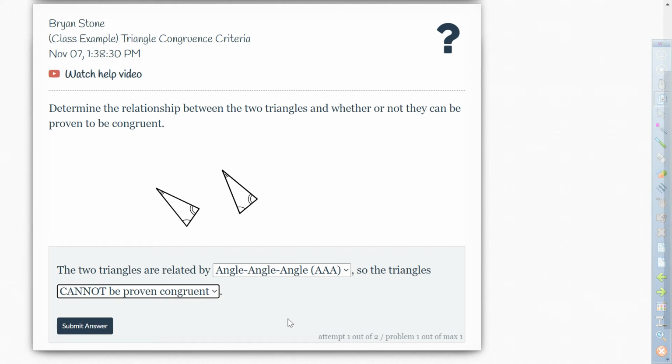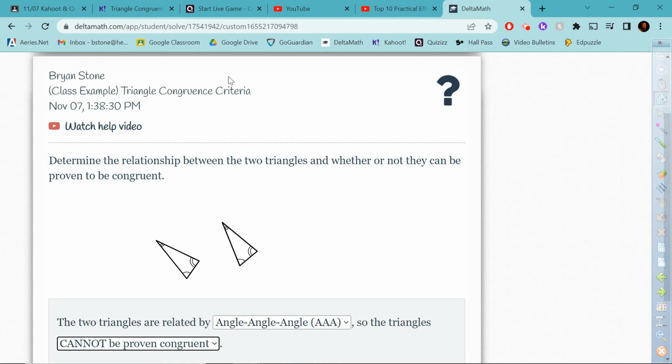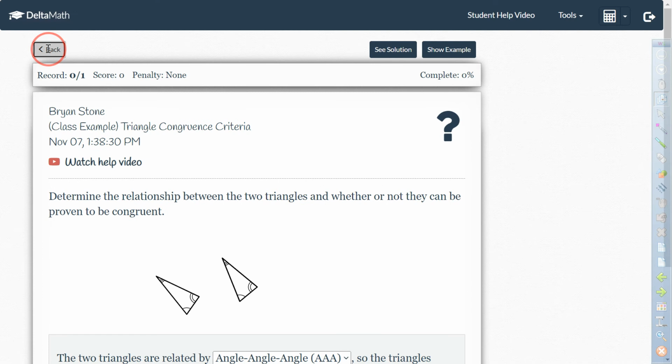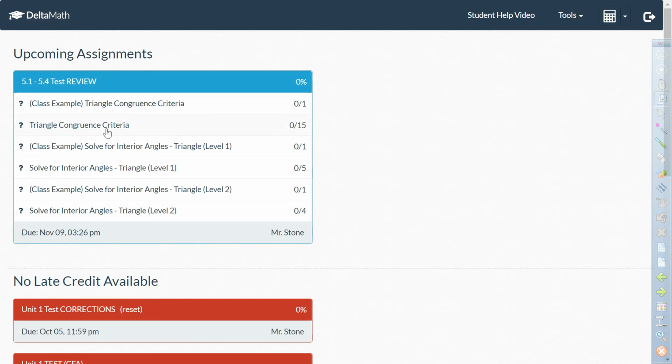I started out with a cannot be proven because I think those are the weird ones, the ones to look out for. The ones that are using our theorems, I feel like we're a little bit more familiar with. Though I think it's worth jumping in and seeing another one here. Let me go back real quick. Okay, go ahead and try it out.